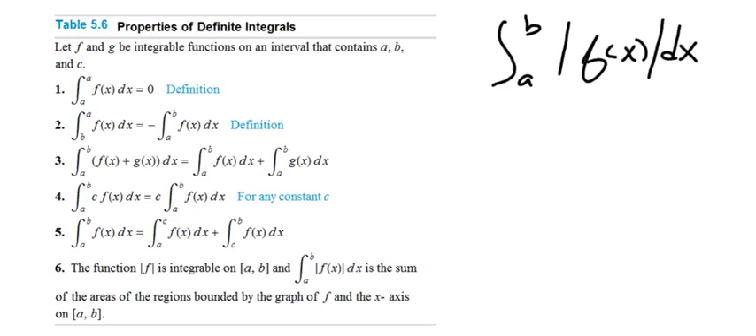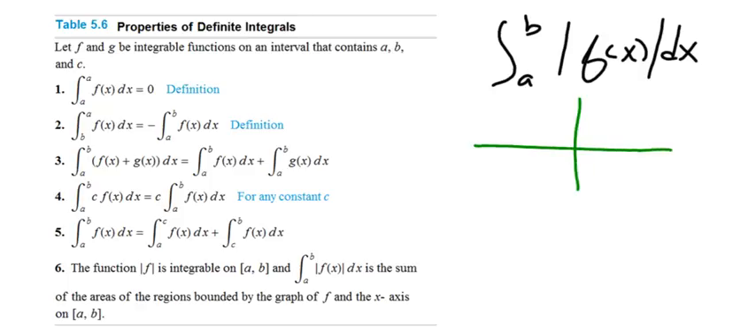My last slide here is properties of definite integrals that we have in our textbook. And it's everything that we've already walked through. The key thing is that you can see number 6 says the absolute value of f is integrable on the interval a to b is the sum of the areas of the regions bounded by the graph and the x-axis. So I wanted to bring that in and talk about that.